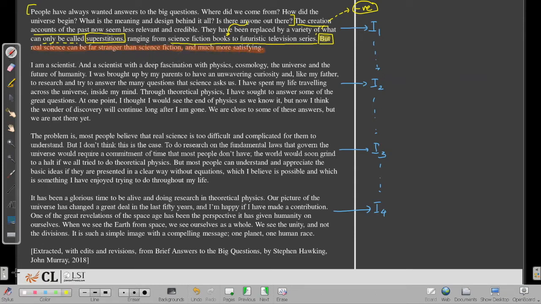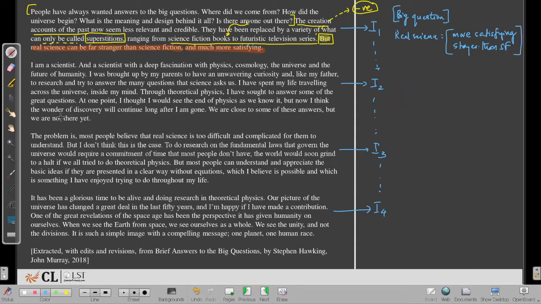Now here what we see is that, when you have all these big questions, the author is saying that real science is actually much more satisfying. In that sense, real science is much more satisfying, and actually real science is stranger than science fiction. Real science gives you something better than science fiction. That's our takeaway from paragraph number 1.